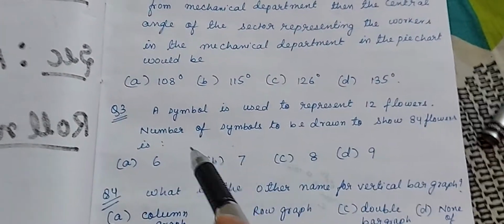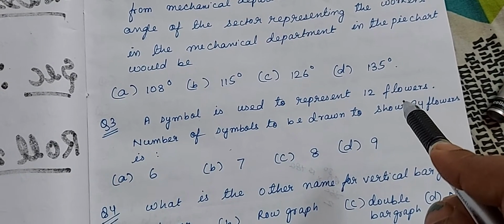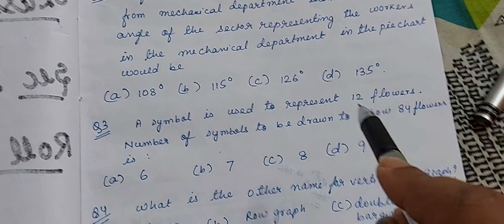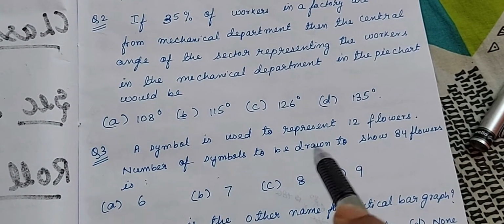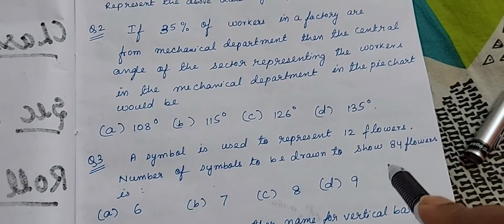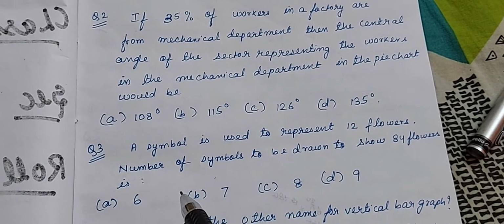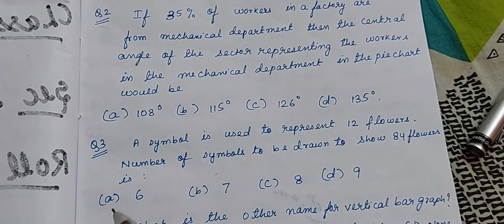Next question is question number 3. A symbol is used to represent 12 flowers. Okay, one symbol for 12 flowers. Now what is the number of symbols that has to be drawn to show 84 flowers? Okay, it is 84 flowers. So you have to just divide 84 by 12, and whatever the answer, you have to take it from the options.